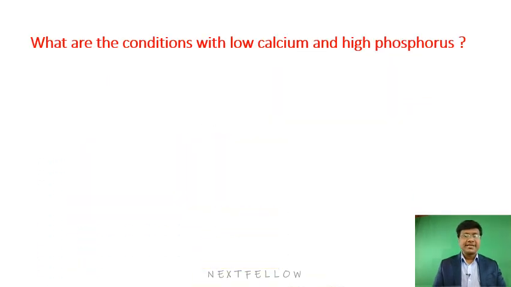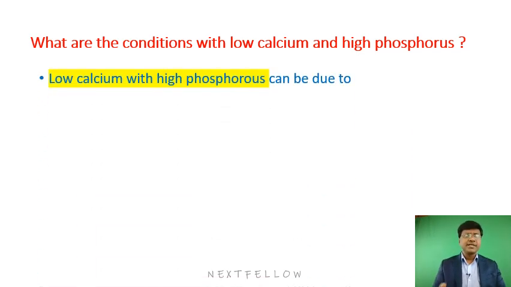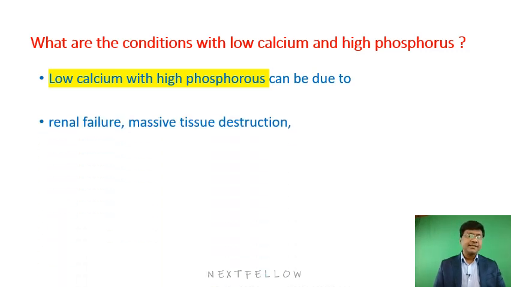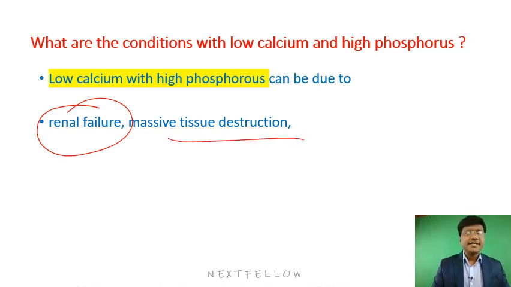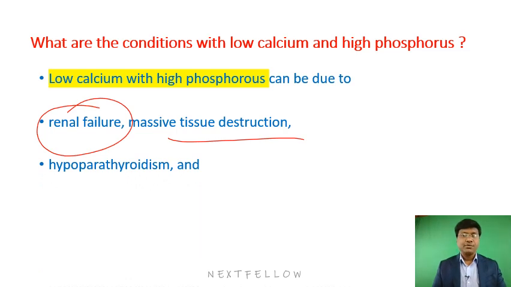Next. Now, what are the conditions with low calcium and high phosphorus? You will have that in patients with hypoparathyroidism. And you will also have that in patients with renal failure, because whenever there is renal failure, vitamin D is not synthesized and calcium absorption from the intestines does not occur, and that will make the individual have low calcium. And whenever there is renal failure, the phosphate is not excreted, resulting in hyperphosphatemia. And whenever there is massive tissue destruction, even then you will have low calcium and high phosphorus.